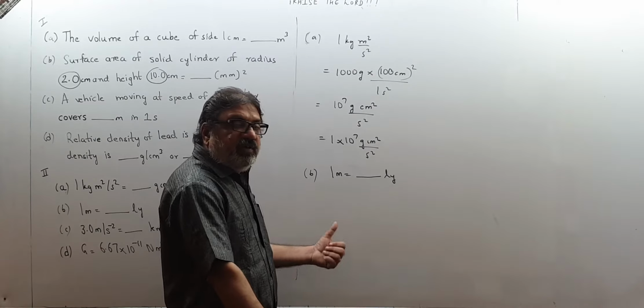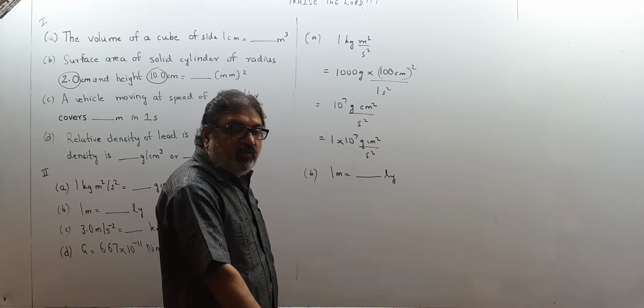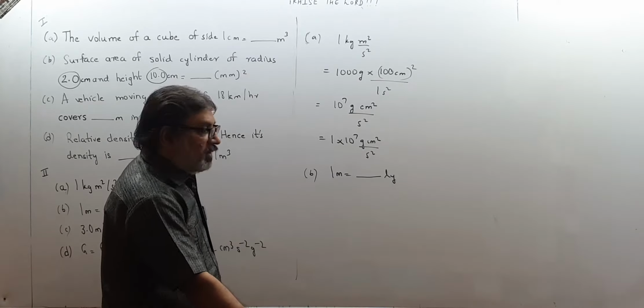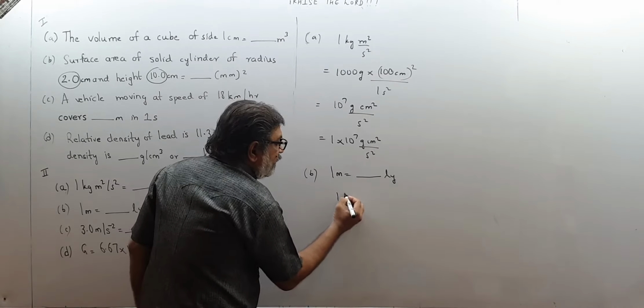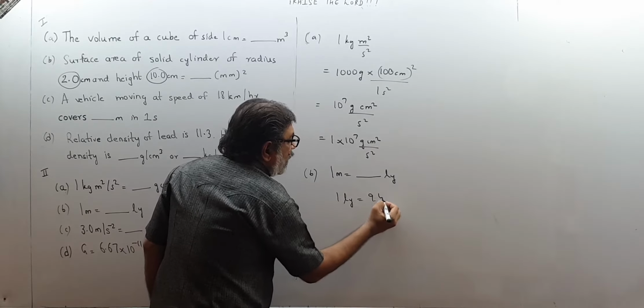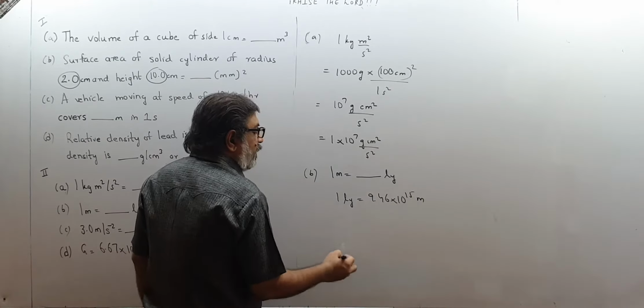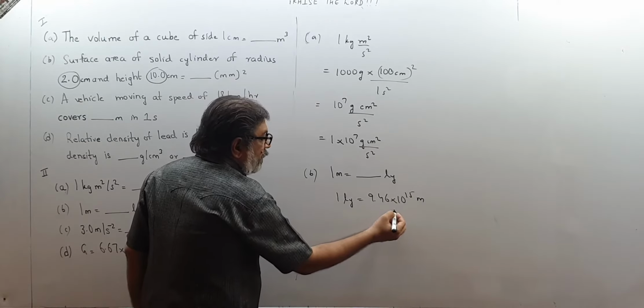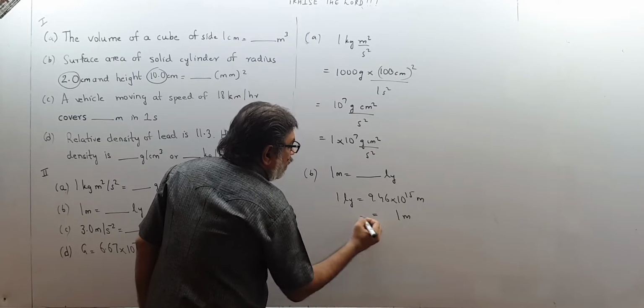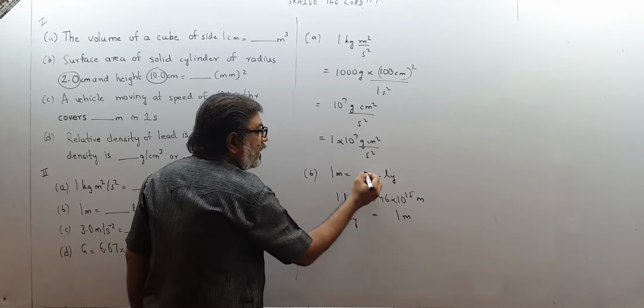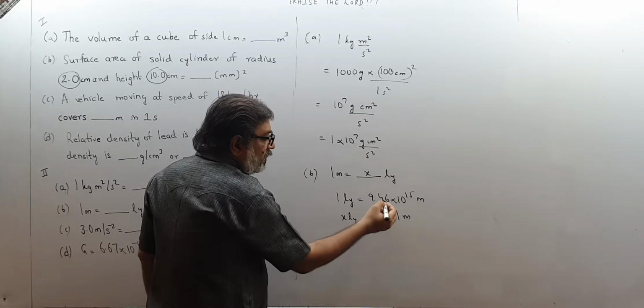So precision is required for complete integer part. So answer should have no decimals. Please remember. Now children, we know that 1 light year is 9.46 into 10 raised to 15 meter. That we know. So 1 light year is this much. So 1 meter will be x light years. We want x supposing. So x into this will be this into this.